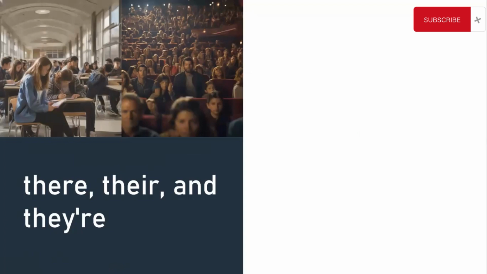First up, we have the trio there, their, and they're. These words are often misused, but fear not, we are here to clarify. THERE refers to a place or location. For example, I left my keys over there.